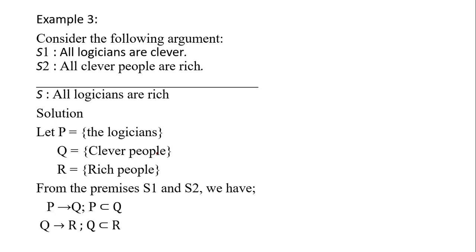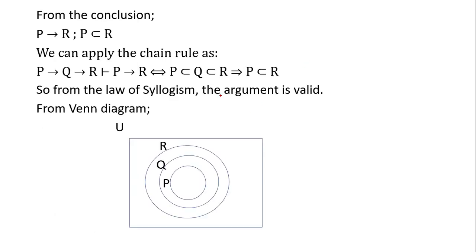The law of syllogism. Yeah, so I have it even for you here. So we can apply the chain rule here. If P implies Q and Q implies R, then automatically you have P also implies R. And then that makes what? The valid deduction. So it tells us with our conclusion: P is a subset of Q, Q is a subset of R, then this implies P is also a subset of R. So from the law of syllogism, the argument is valid.